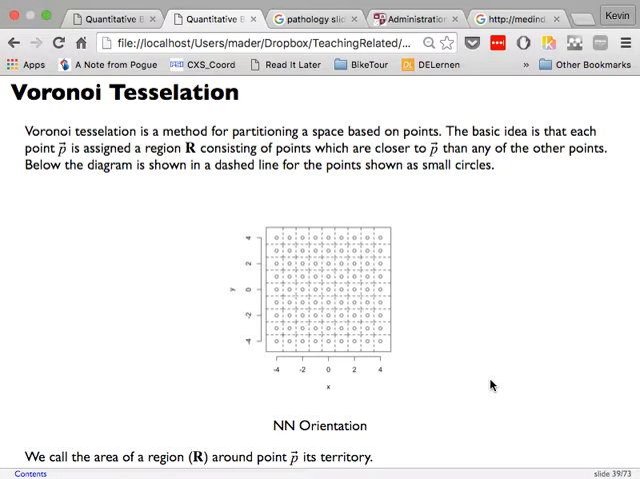And so one of them is called Voronoi tessellation. This is where you have a set of points. And so here you see a grid of points. And what you do is you define the region around a point by all of the area in 2D or volume in 3D, which is closer to that point than any other points that you have.